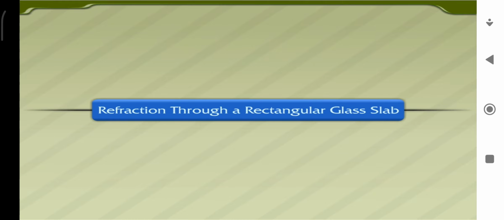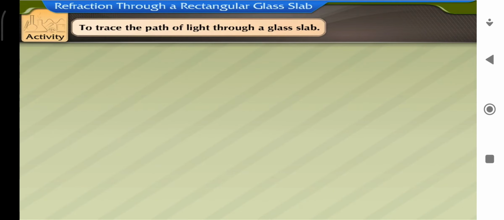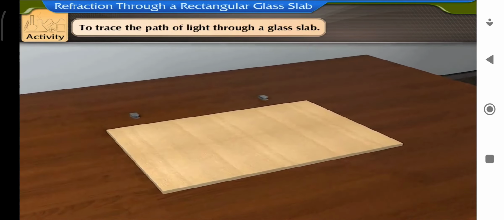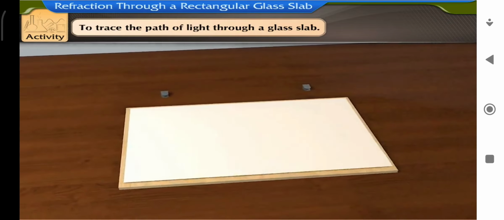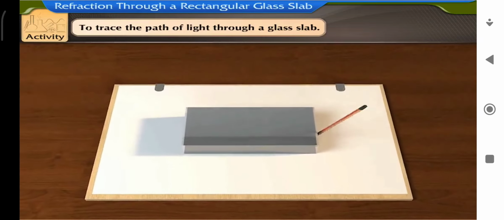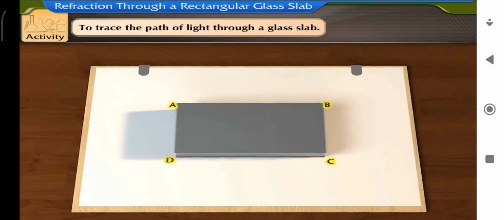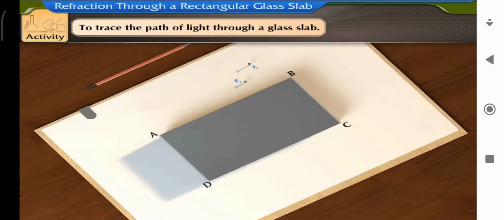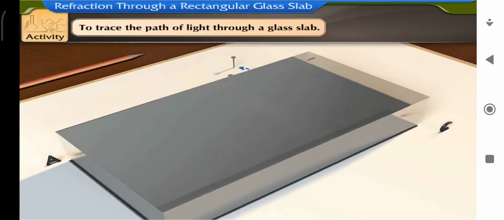Refraction through a rectangular glass slab. Let us perform an activity to trace the path of light through a glass slab. Fix a white paper on a drawing board. Place a rectangular glass slab on it. Mark the boundary of the slab as ABCD. Fix 2 pins P1 and P2 about 5 cm away on the side AB of the glass slab in such a way that the pins are vertical and the line passing through P1 and P2 meets the glass slab obliquely.